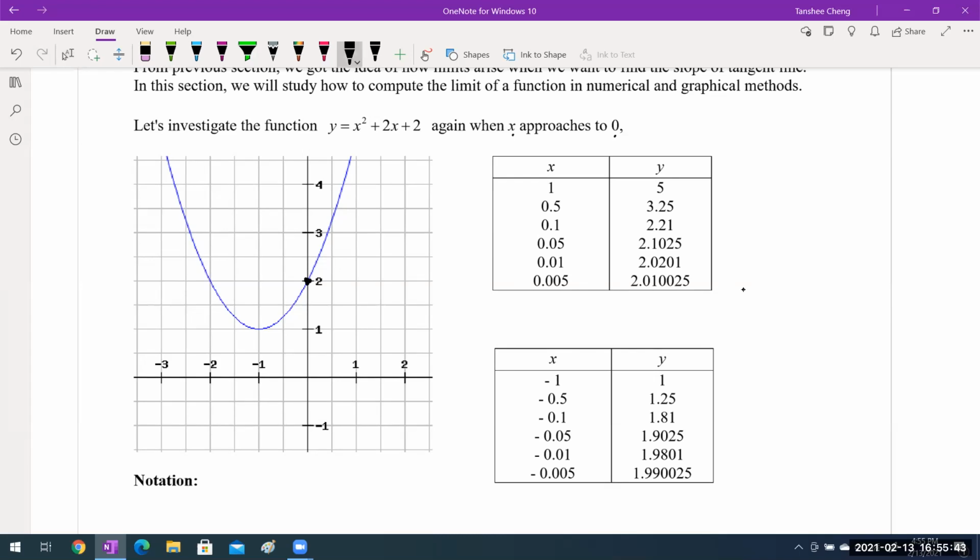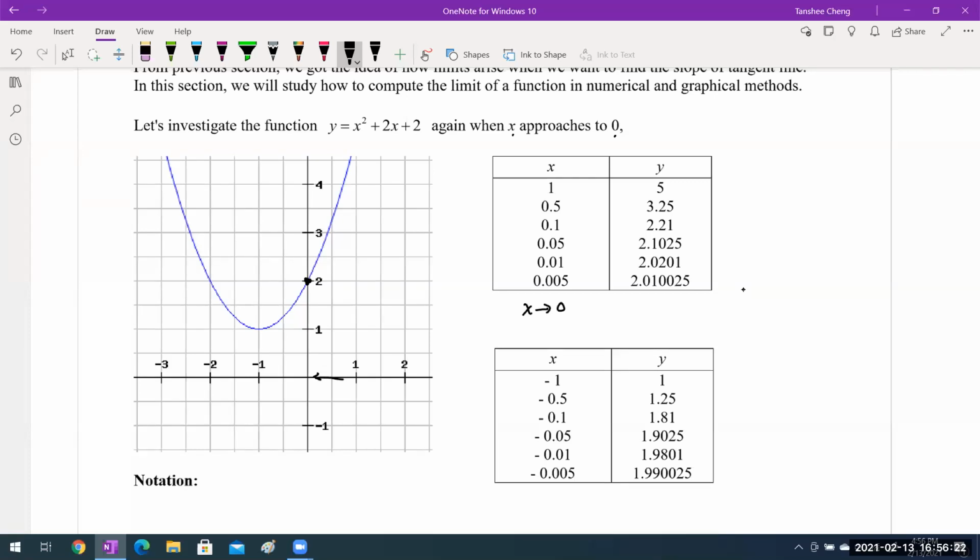But the idea of a limit is different. The idea of a limit is, if I pick the value of x closer and closer to 0, what is the output going to be? That's the limit. Here is a table of values that I pointed out. When x is 1, my y is 5. When x is 0.5, my y is 3.25. And notice that my x value is smaller and smaller, which means I'm getting closer and closer to 0.